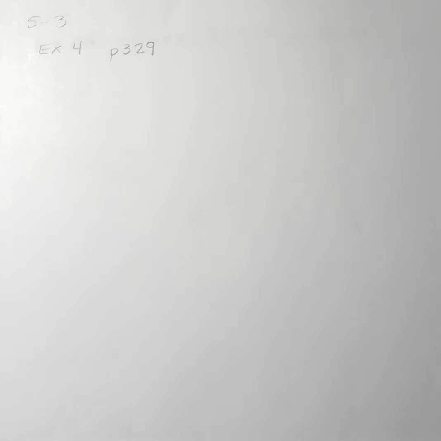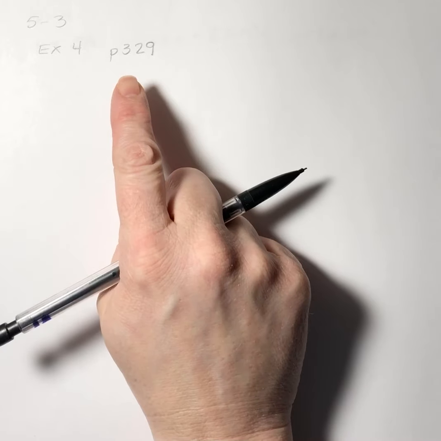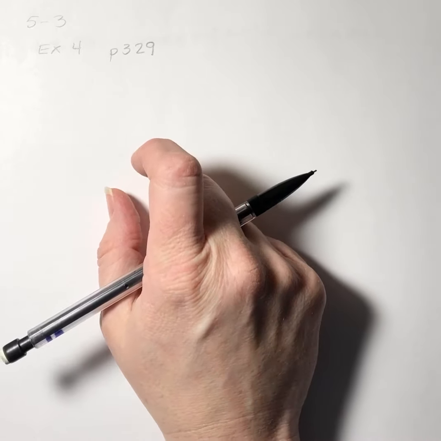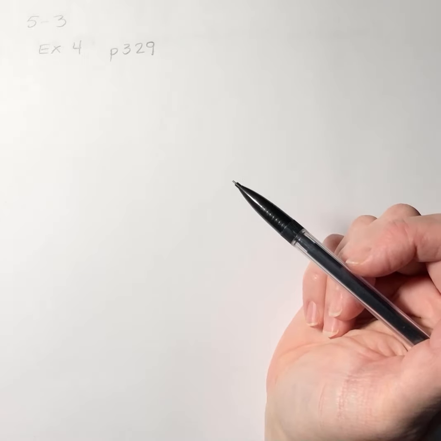Example 4 from section 5.3 is a story problem, page 329. So I'm actually going to do the example that's given, as it gives the formula and everything else.